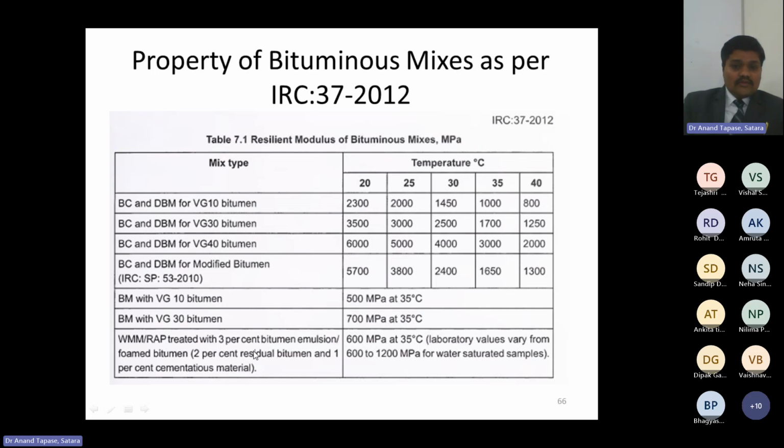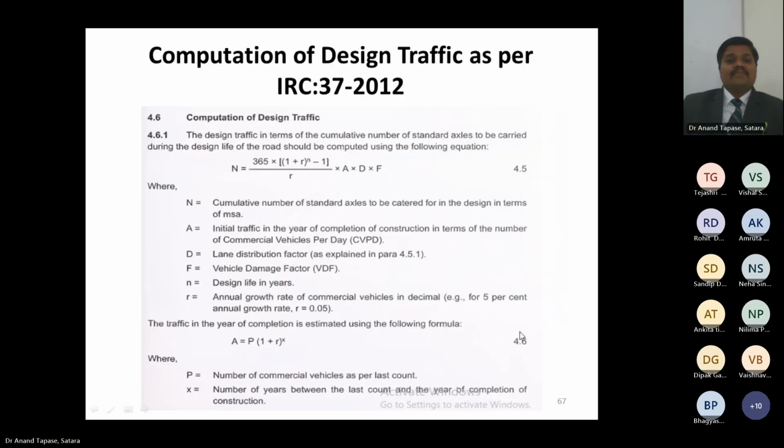So in the fourth row you can see BC and DBM for modified bitumen. So they have included the parameters related to modified bitumen also. So those properties can be taken out.